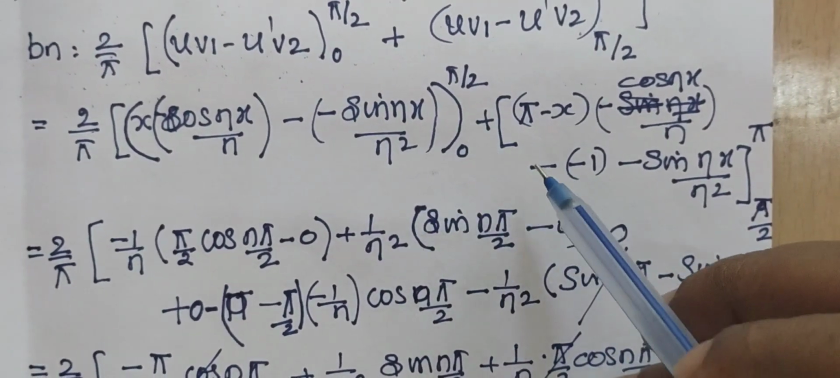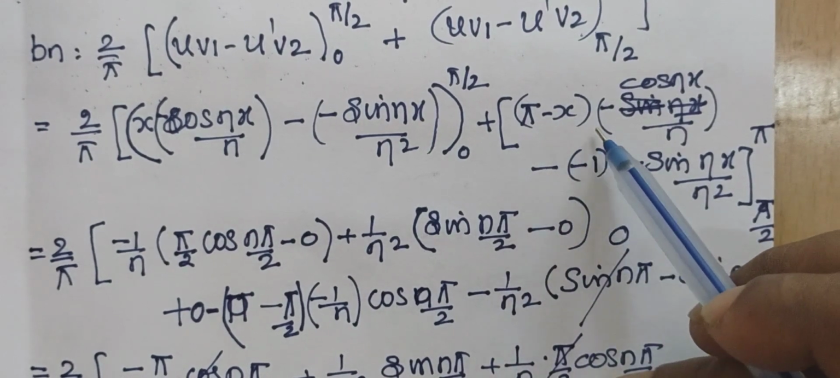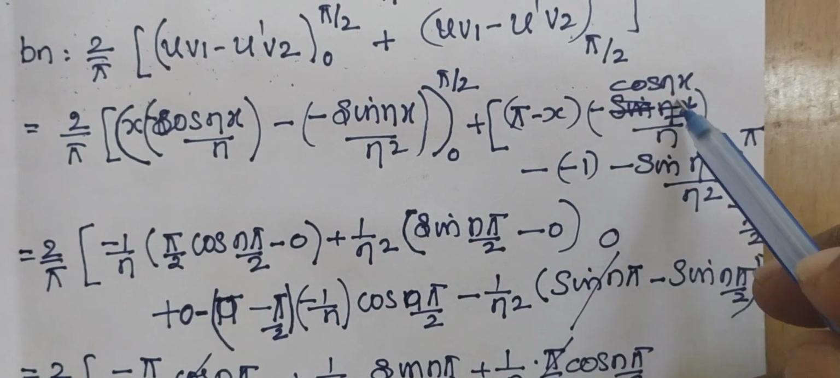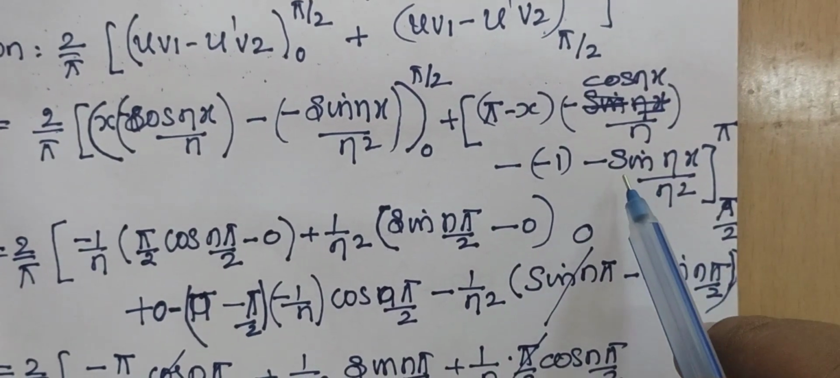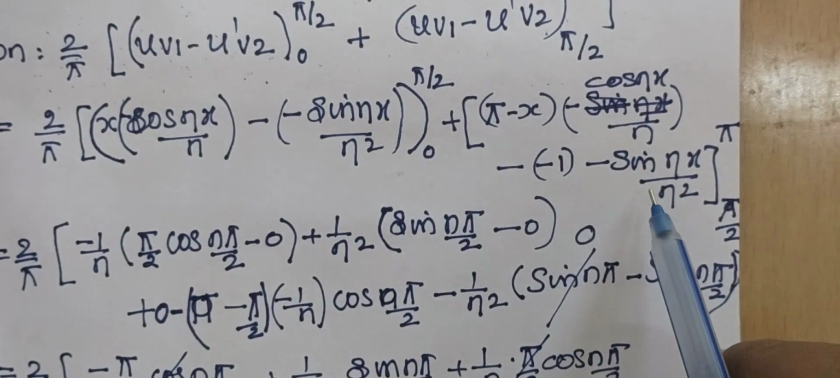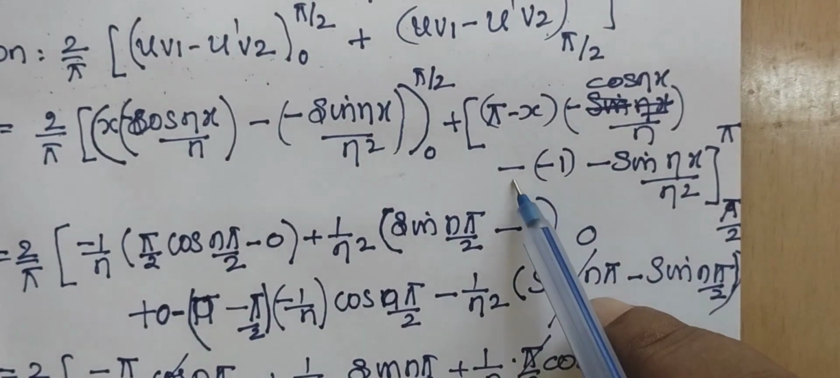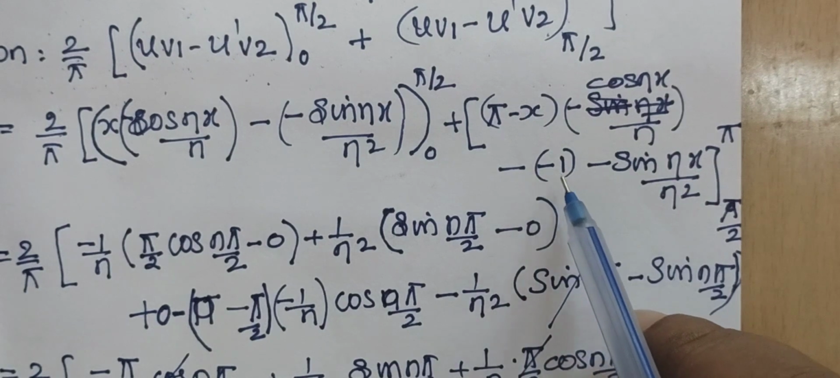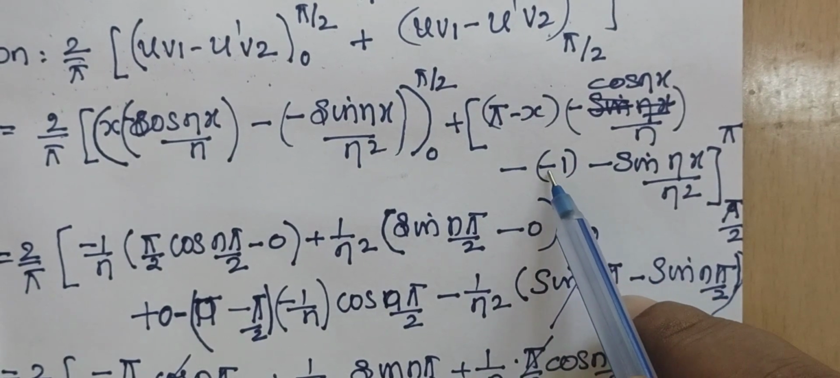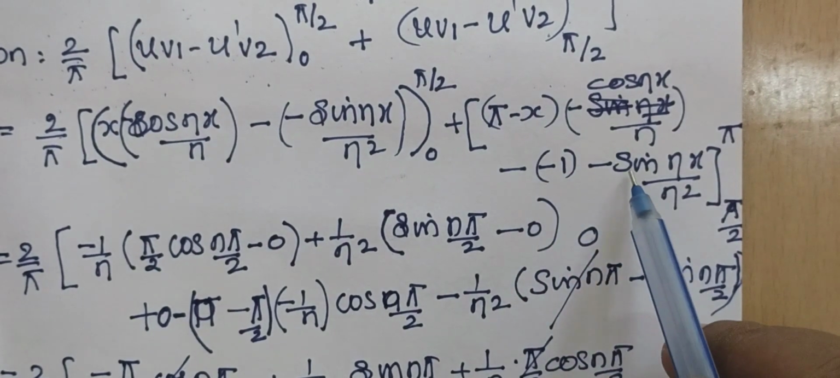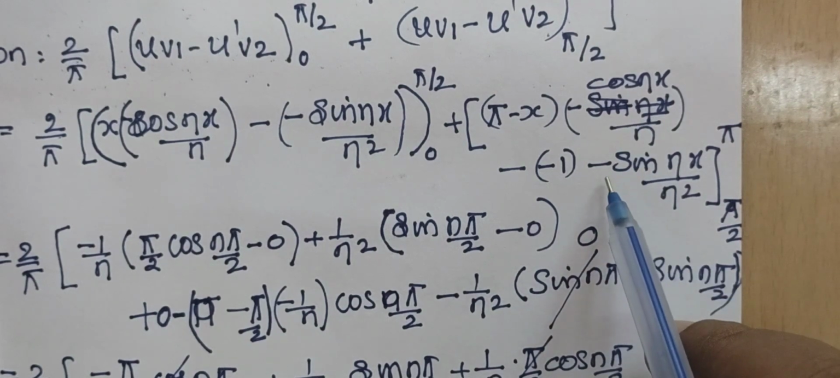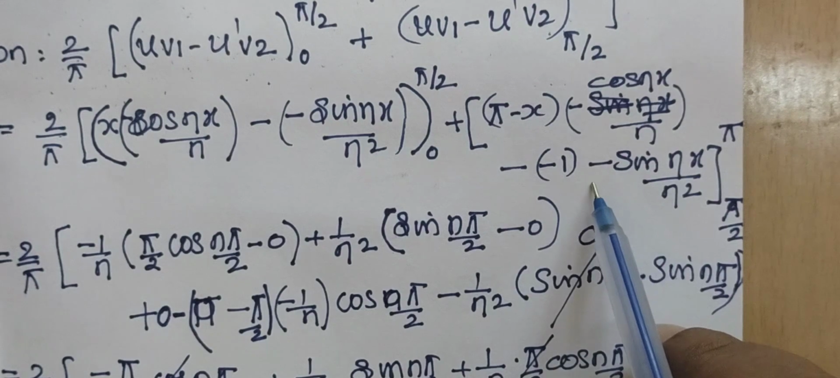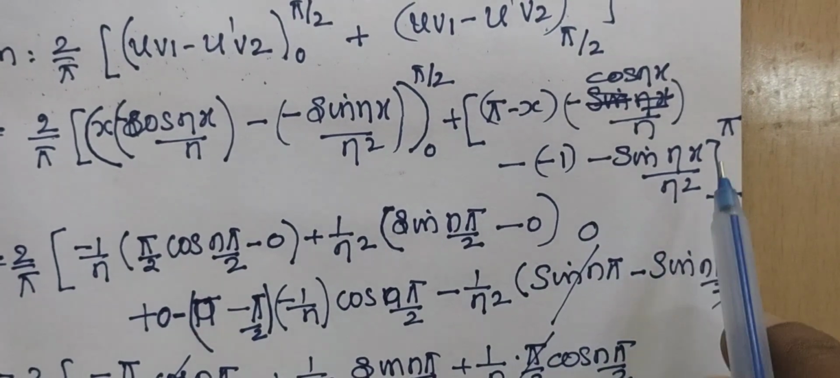Now for the second one, pi minus x into the first integration, minus cos nx by n, then again the second integration, minus sin nx by n square. So here there are three negatives in total: one from the formula, one from the differentiation of minus x, that is minus 1, and one from the integration, which gives a minus. Here the limit is pi by 2 to pi.